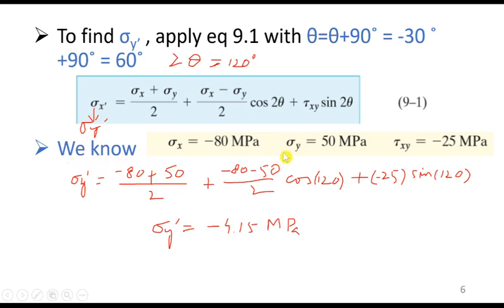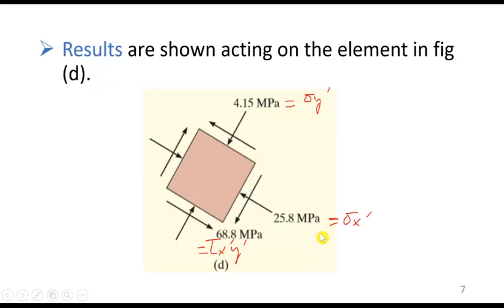We know this is known data, sigma x, sigma y and tau xy. So after putting in the values, sigma y prime is minus 80 plus 50 by 2 plus minus 80 minus 50 by 2 into cos 120, plus minus 25 into sine 120. After using the calculator, you will get the answer sigma y prime is equal to minus 4.15 megapascal. It was asked in the question to show the result.